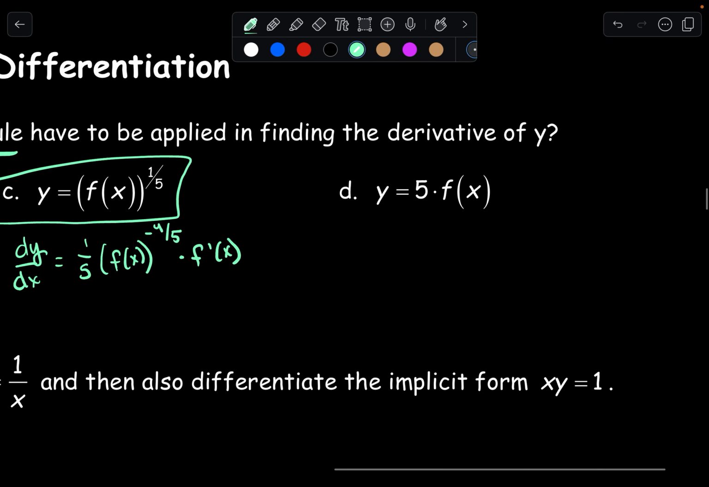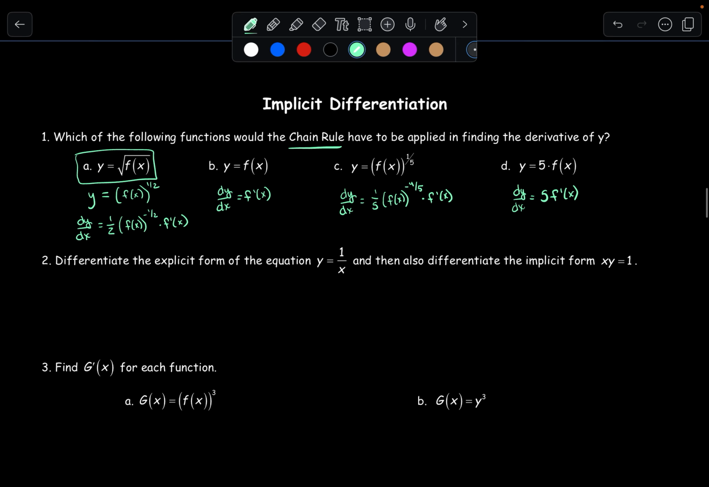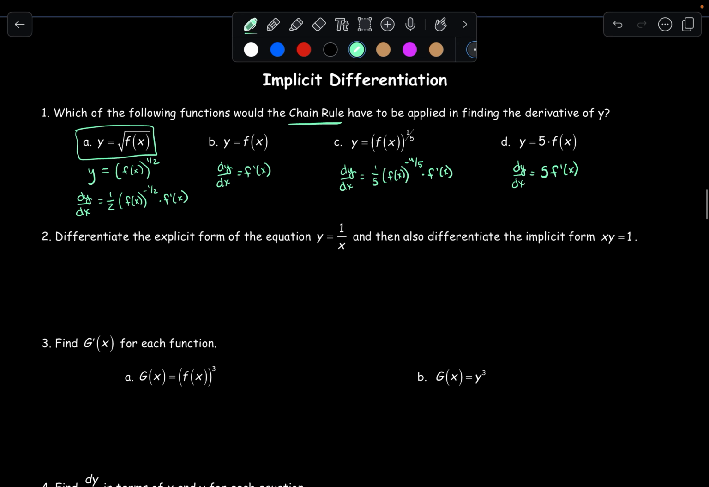And then lastly, we have y is equal to 5 times f of x. If we differentiate with respect to x, we just end up with 5 times f prime of x. So this would not require the chain rule. Now, what we are seeing here is a form of the product rule. However, when you multiply with a constant, one of the terms becomes 0, so we just keep the coefficient there and then multiply with the derivative of the function. All right, so this one should have been A and C.